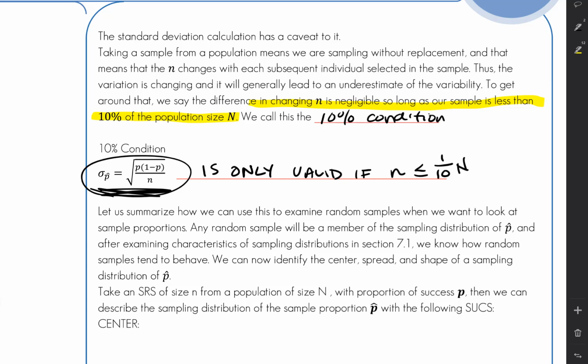So now let's summarize how we can use this to examine random samples when we want to look at sample proportions. These conditions that we have to look at are only valid for sample proportions, only for percents, for p hats, right? So make sure we understand that. Now, any random sample will be a member of the sampling distribution of p hat. And after examining characteristics of sampling distributions in section 7.1, we know how random samples tend to behave. We can now identify the center, the spread, and shape of a sampling distribution of p hat.